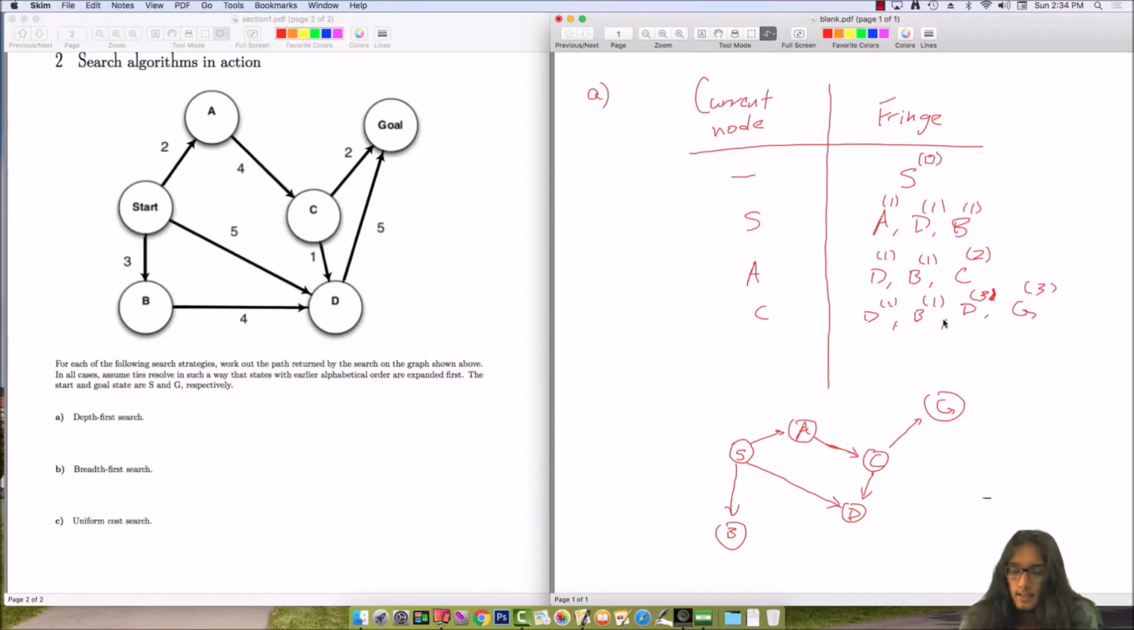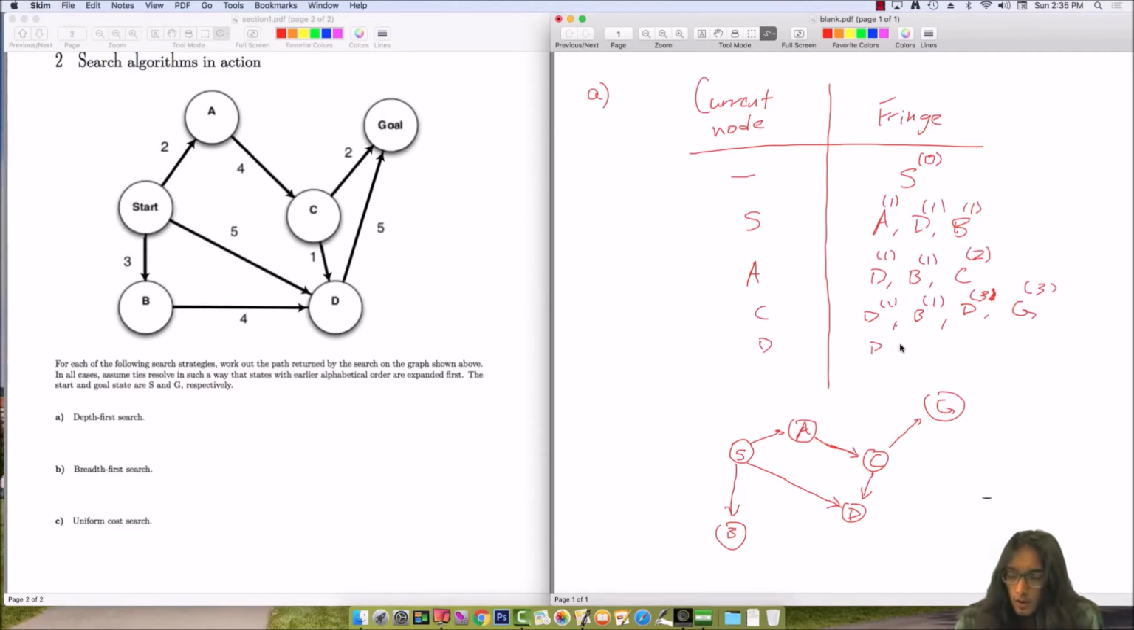Okay. Note that we are not done yet. Even though we have kind of seen the goal state in the sense that it is on our fringe, the algorithm only ends when G appears over here on the left-hand side. So only when we visit G as a current node does the algorithm end. So for now, it's still going on. So what does DFS visit next? It looks at these. It sees that D and G have the highest depth values, and between them, D is alphabetically earlier, so it visits D.